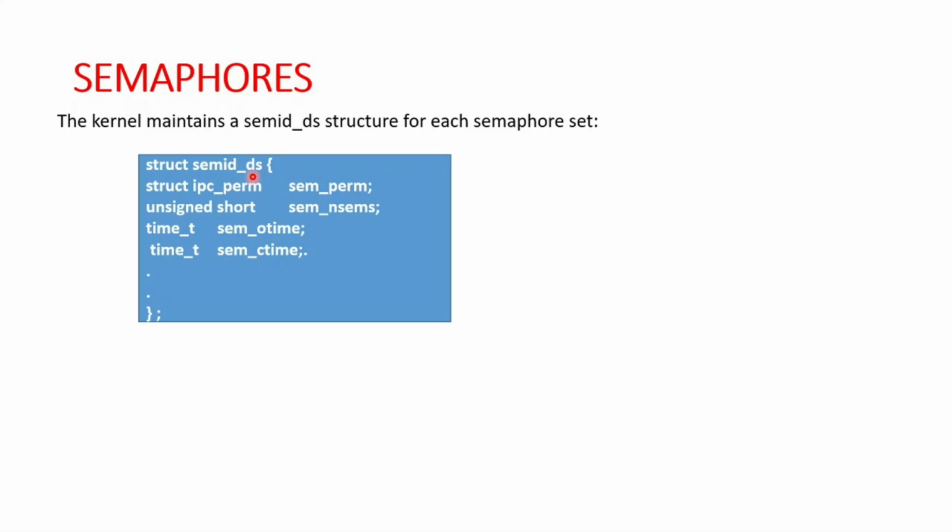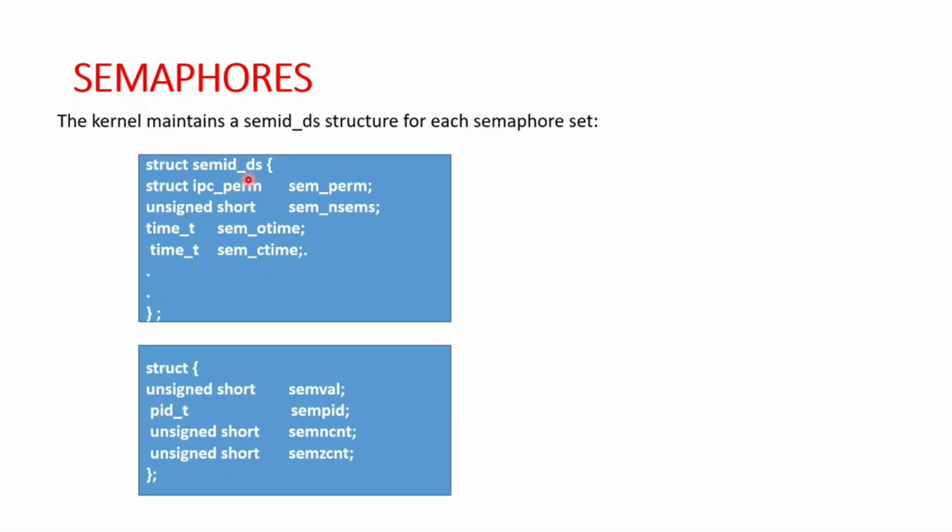Each semaphore is represented as well. So this is for the semaphore set, right? Each semaphore present in the set is represented by an anonymous structure containing at least the following members. So this is the structure for the semaphore set, and for each semaphore present in the set, I have this particular anonymous structure. We don't have a name for it, which is why it is said to be anonymous.